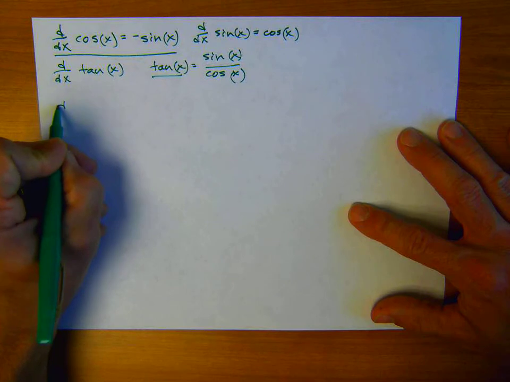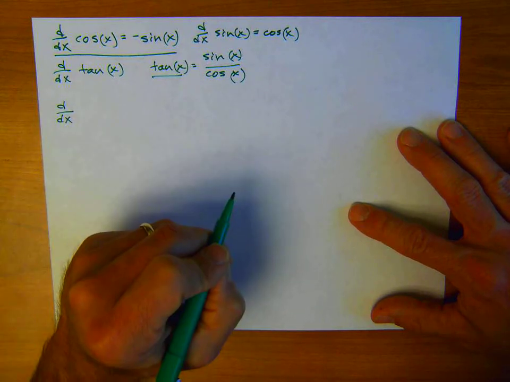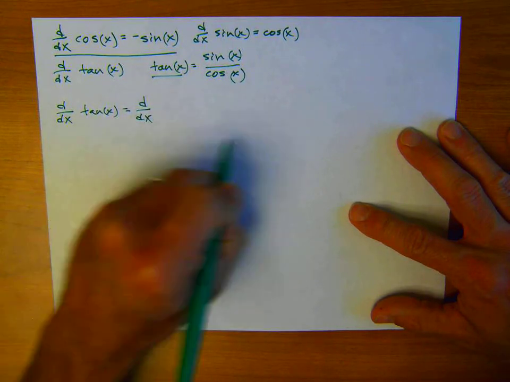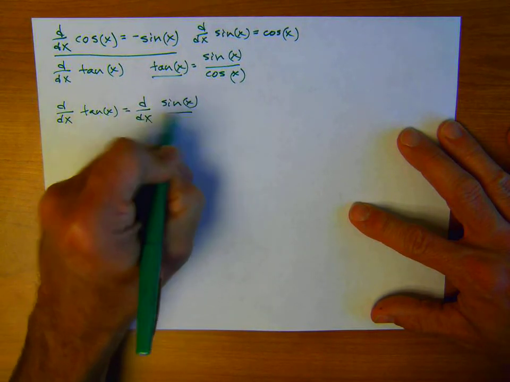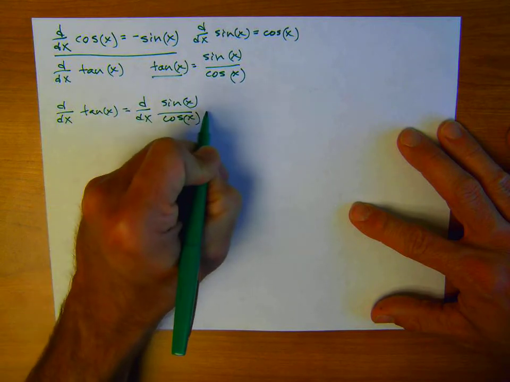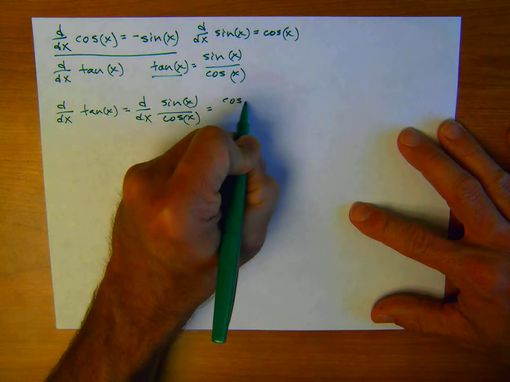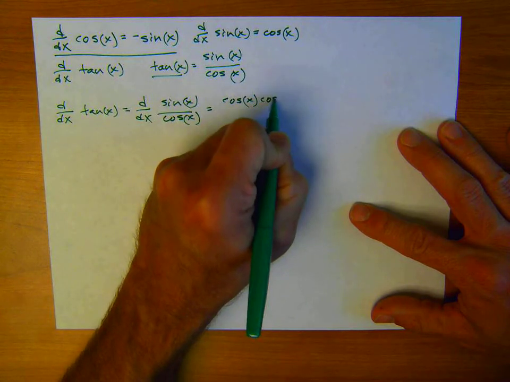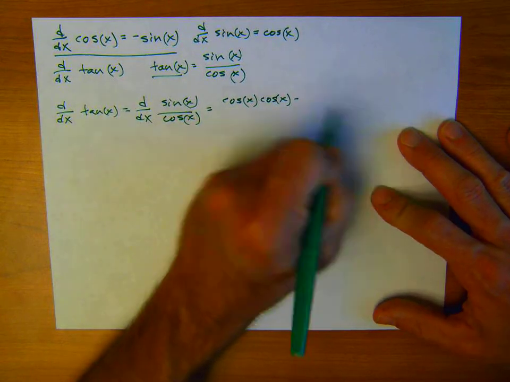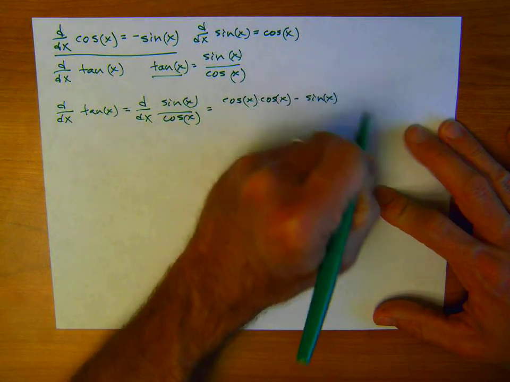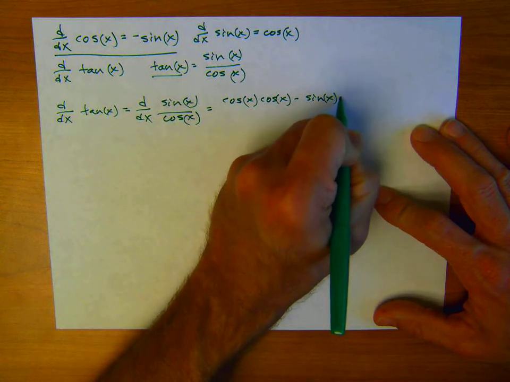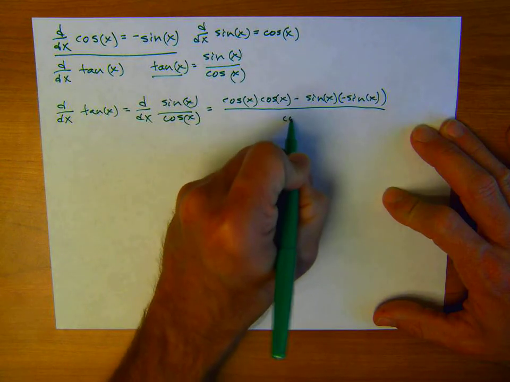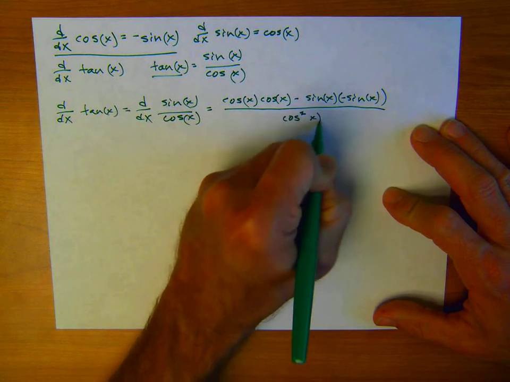So let's go ahead and do that. It's going to be a lot less painful than what we just did, because we can just use the quotient rule. So this is the derivative of sine x over cosine x. Remember the quotient rule: it's the denominator times the derivative of the numerator, the derivative of sine is cosine, minus the numerator times the derivative of the denominator, and the derivative of cosine is negative sine, all over the denominator squared, cosine squared x.